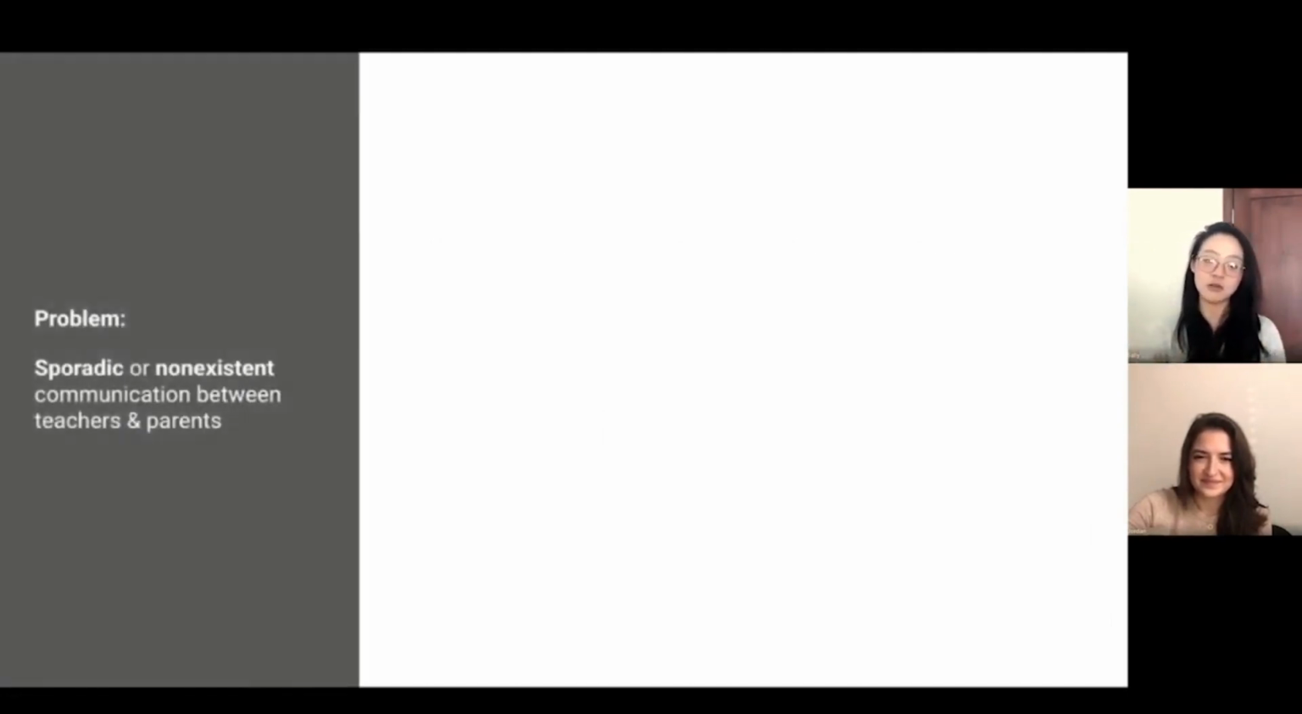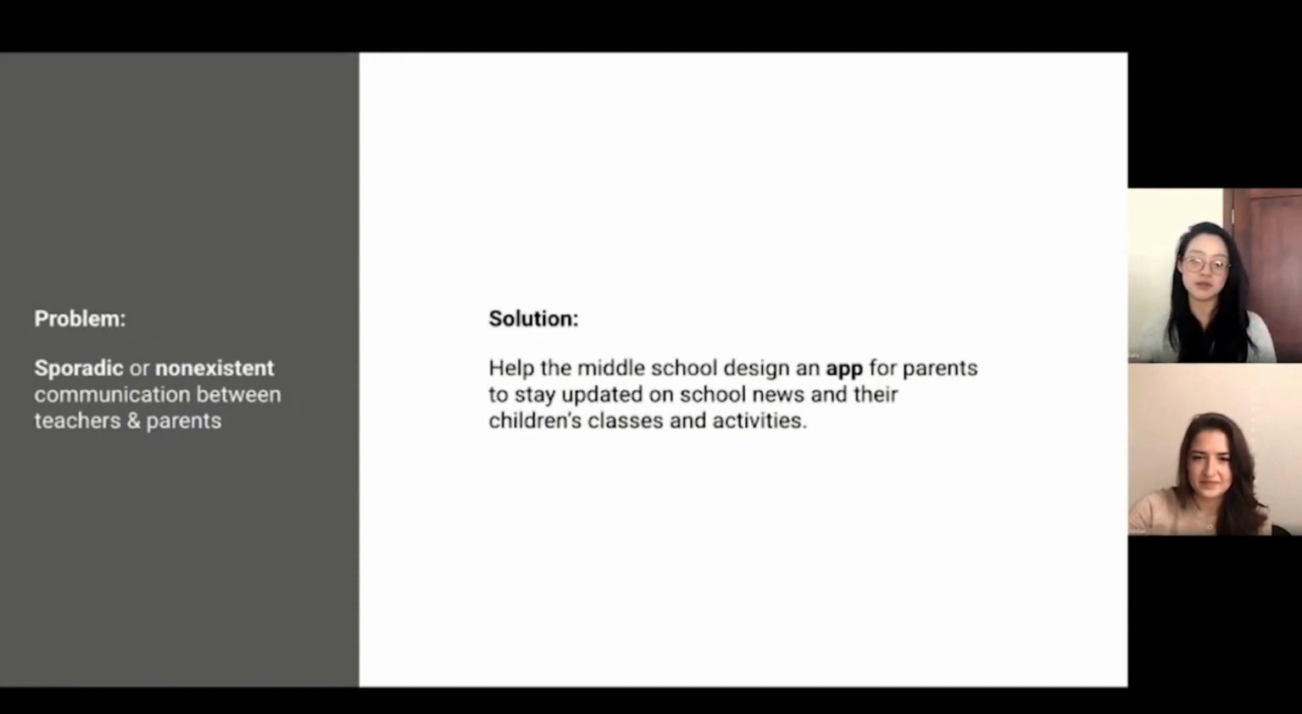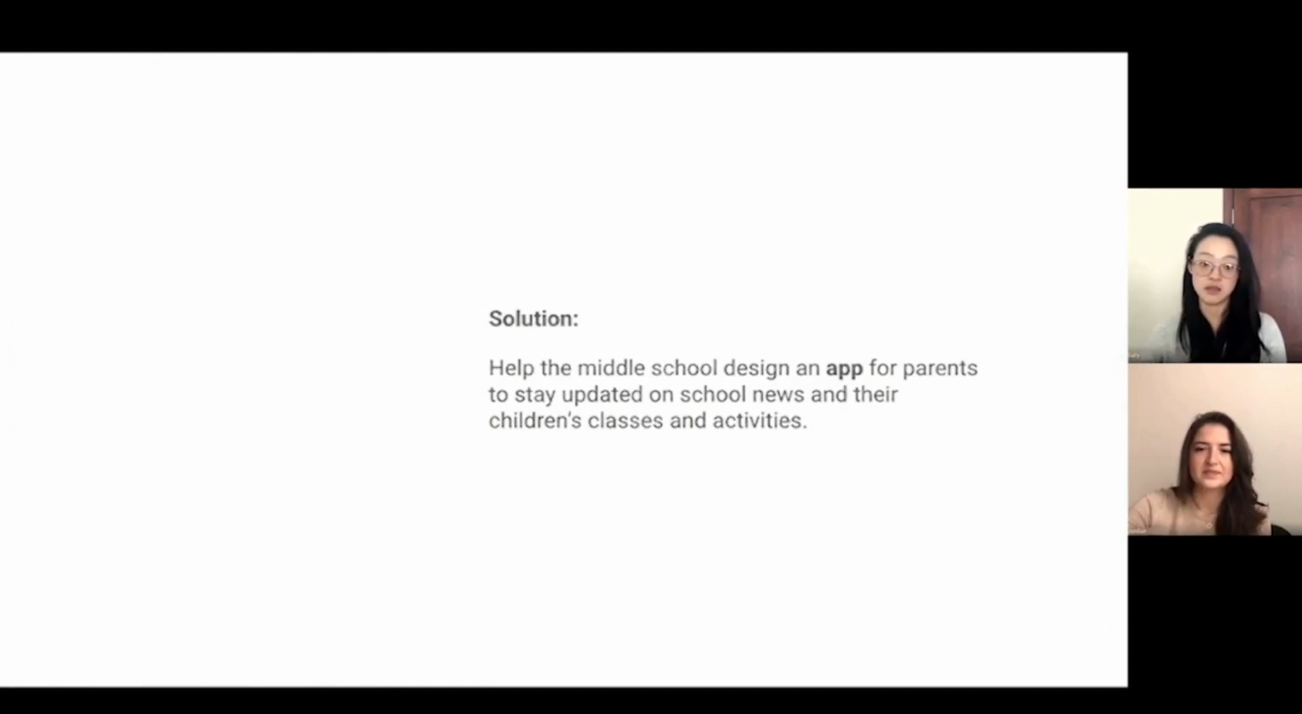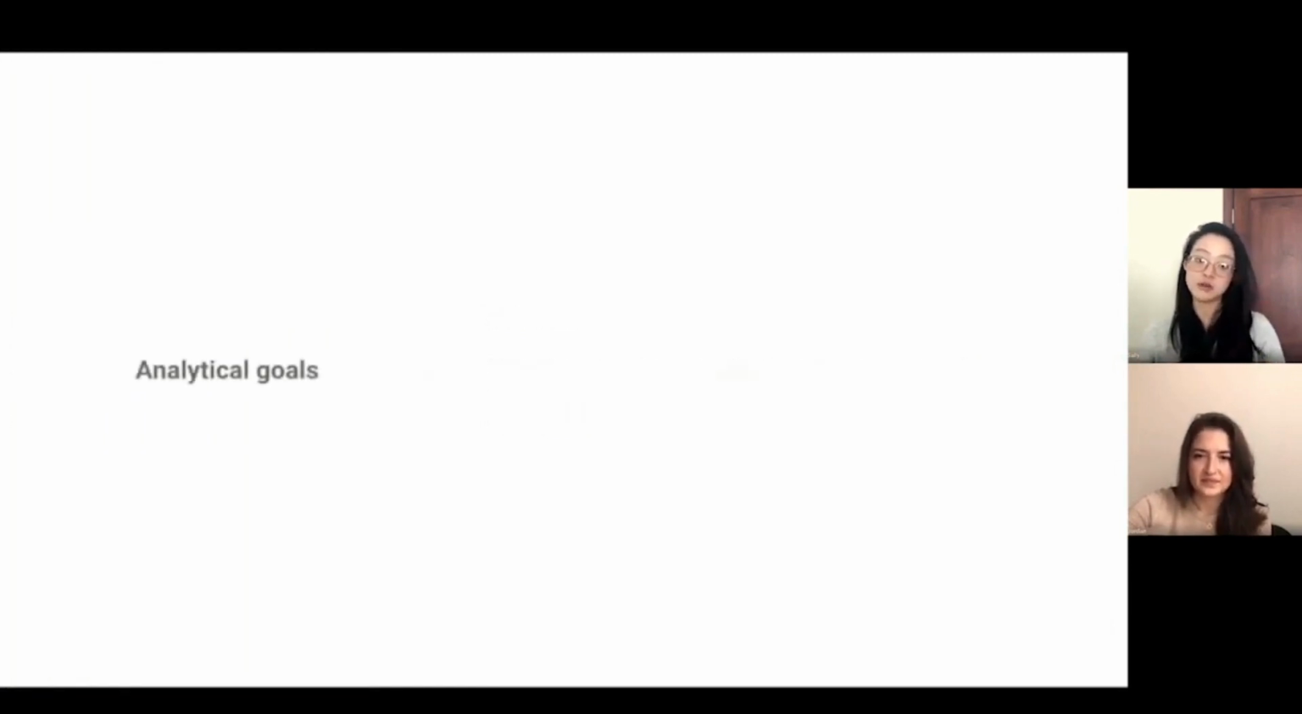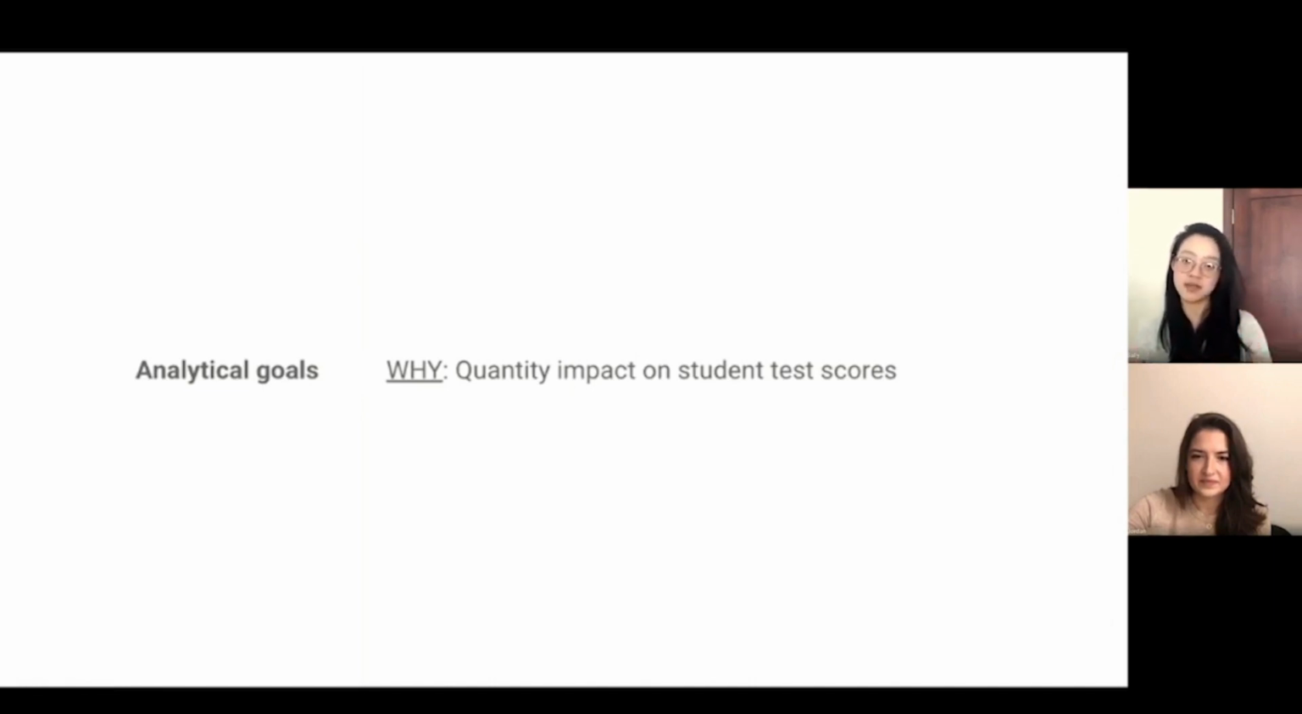So the background problem was that there was sporadic or non-existent communication between teachers and parents. So the solution that we're trying to come up with is to help the middle school design an app for parents to stay updated on school news and their children's classes and activities. But for our analytical goals, we had two. So the first one is we need to look into the why. Why do we want to create the app in the first place? And why are we interested in keeping parents informed? Well, we want to quantify the impact of doing that parental involvement on student test scores.